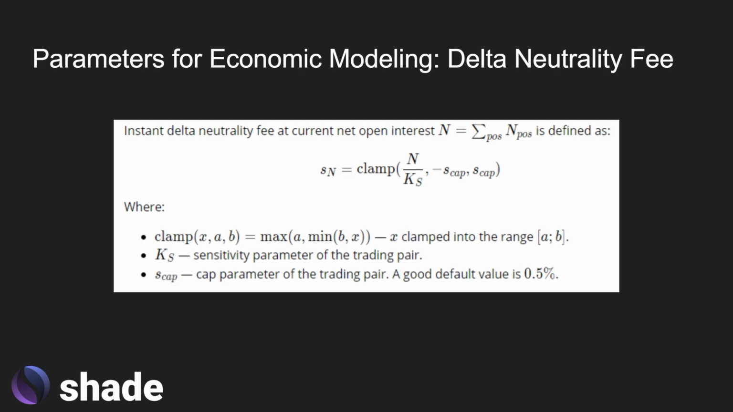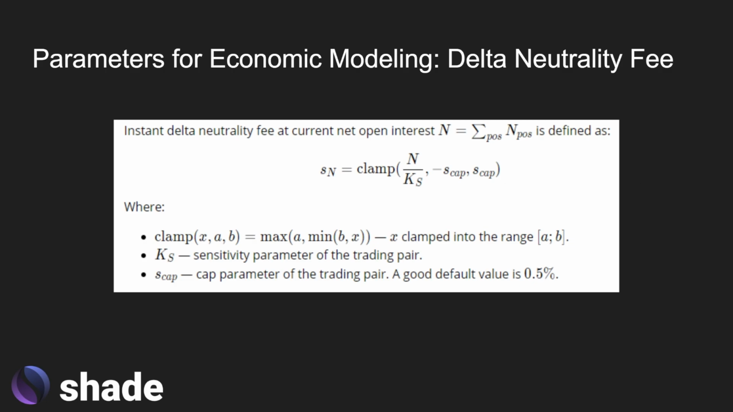So the delta neutrality fee, which you can see in this equation, this clamp function is basically just saying, evaluate this variable from a particular minimum value and a maximum value. Anything under this minimum value is just assessed at min value. Anything over the max value is just assessed at the max value for the instant delta neutrality fee.